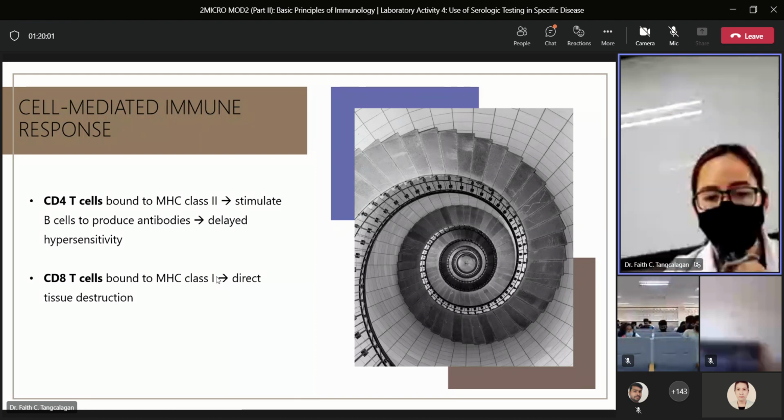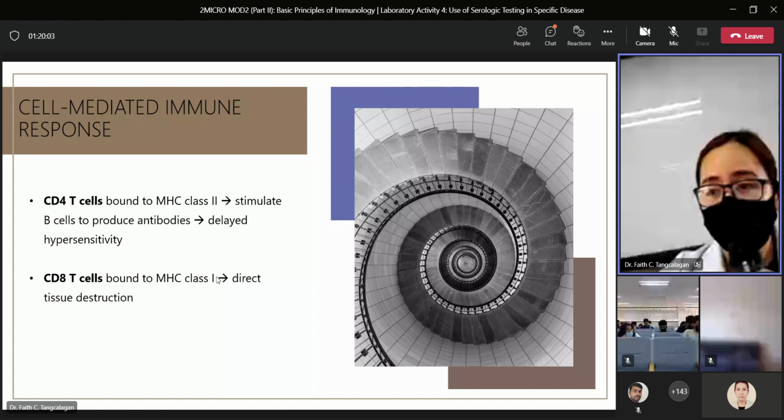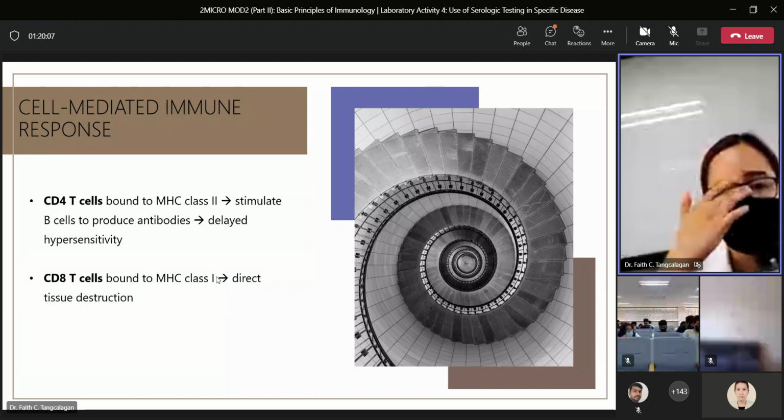Okay, so do you understand the concept? Just tell me if you haven't, because this is very important, especially when you're going to internal medicine later on, or you'll be exposing yourselves to become immunologists, no? So we have to know all these things.